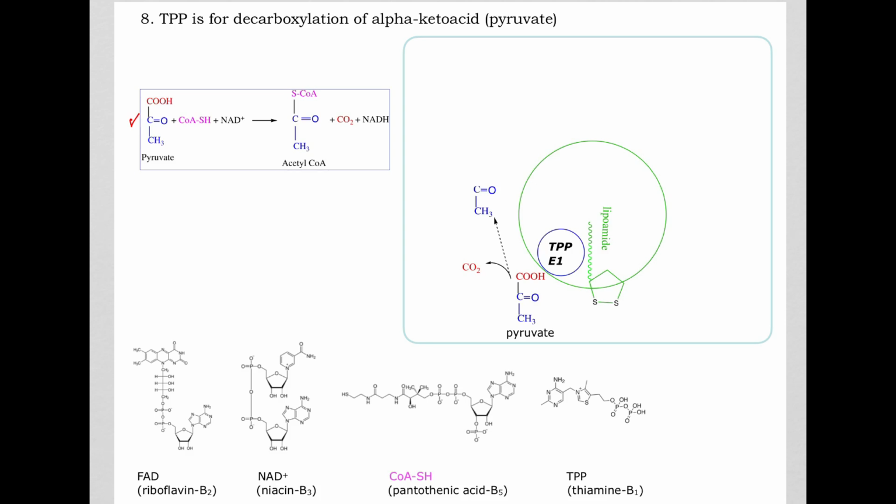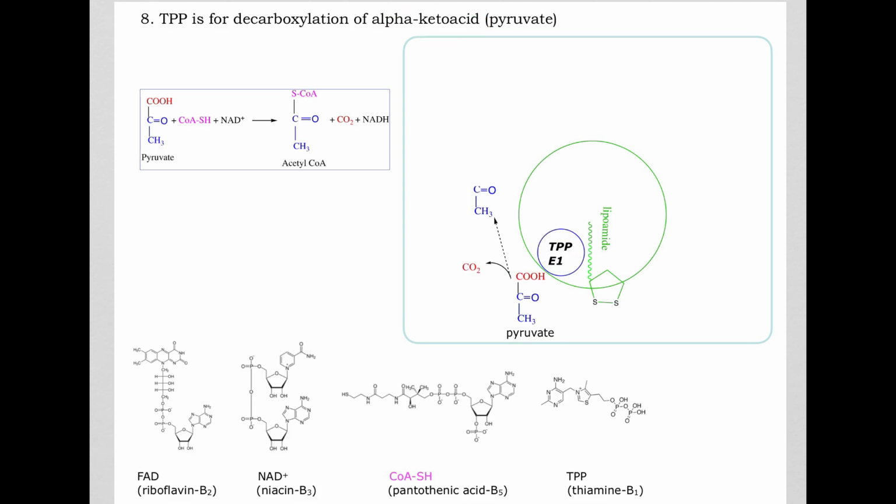So in the first step, the pyruvate is decarboxylated. The carboxyl group of pyruvate comes off as carbon dioxide. This is catalyzed by the E1 part of this PDH complex, and TPP is required to do this decarboxylation. That's because pyruvate is an alpha keto acid. Decarboxylating an alpha keto acid is very difficult, and we need the help of the coenzyme thiamine pyrophosphate.